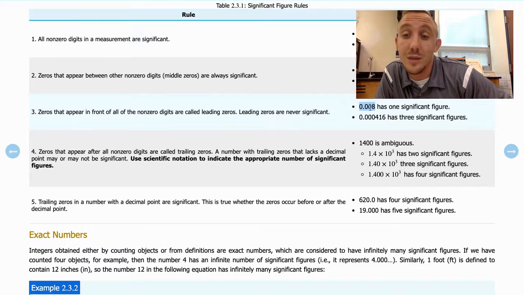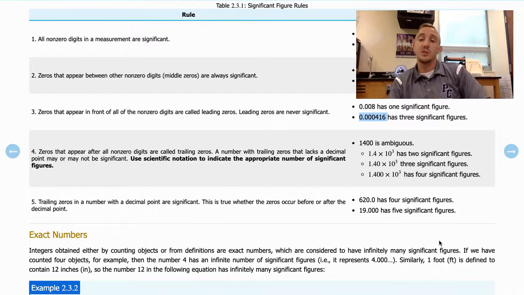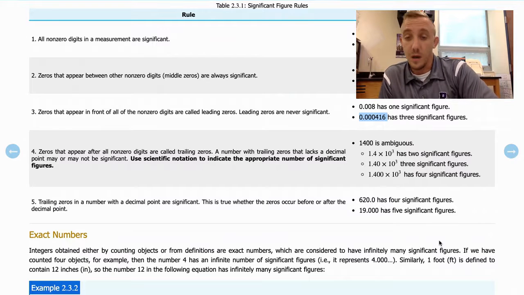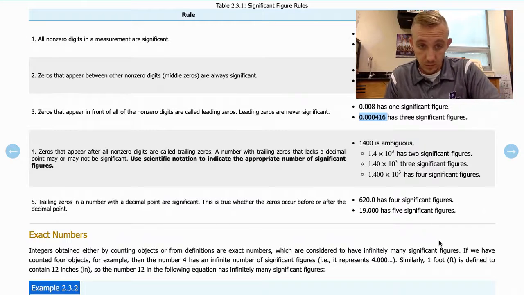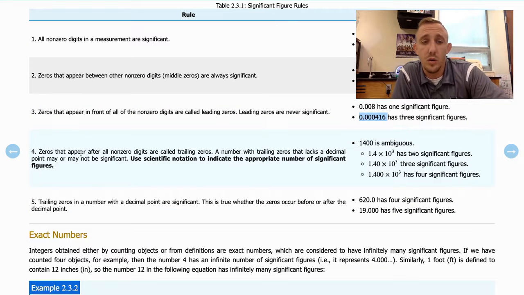So these 3 zeros do not count because it's before that first non-zero number. Okay? So the 8 is the only significant figure. Those leading zeros do not count. Looking at the next number, I only have 3 significant figures because those 4 leading zeros do not count. All right. The 4, the 1, and the 6 do count. Okay. So we're going to go ahead and go to rule 4.